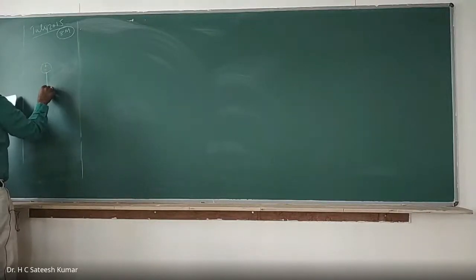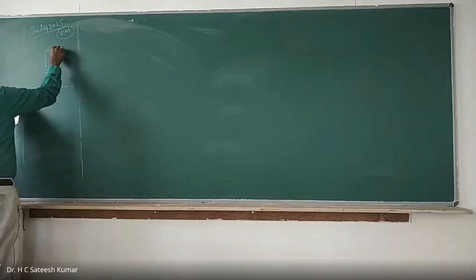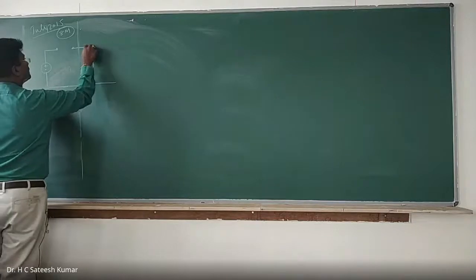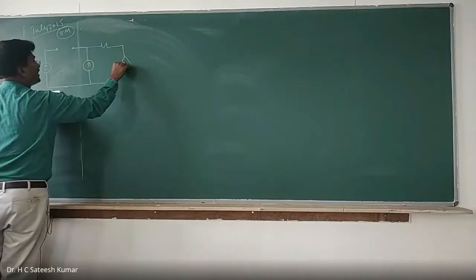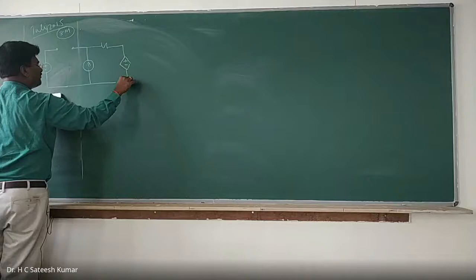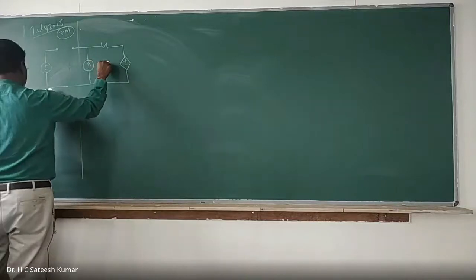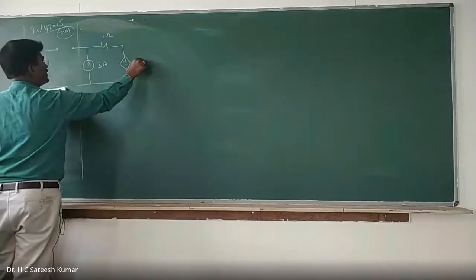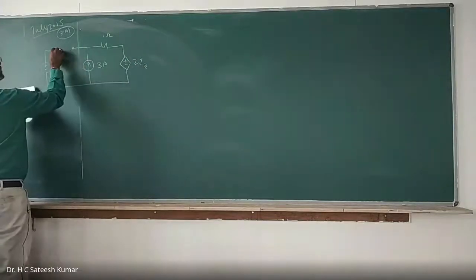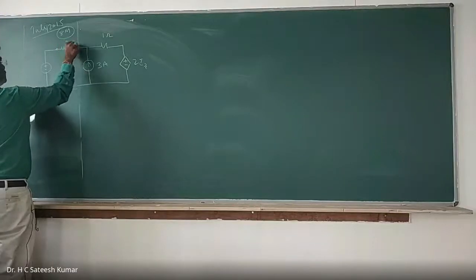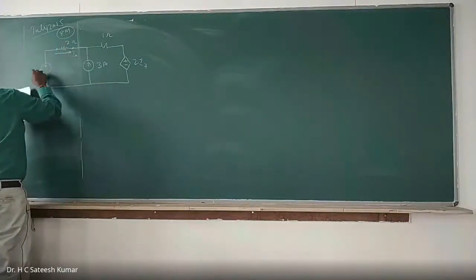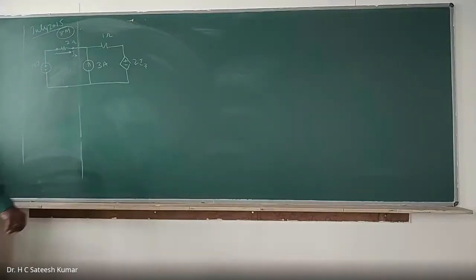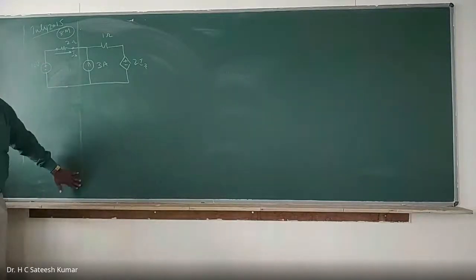Plus minus, current source, and plus minus. That is only variety, that's all. Same concept: 3 amps, 1 ohm, and 2 Ix, and this is your resistor, 2 ohm, this is your Ix, and 10 volts. The question is, find Ix using Thevenin's theorem, he said.